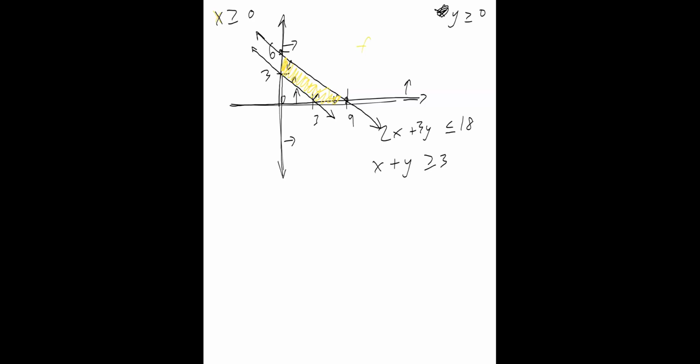Let me go to a different color again. Feasible region. So that's basically the places that UPS truck can drive that would actually take you to the destinations that you need to go. Did I write feasible region?